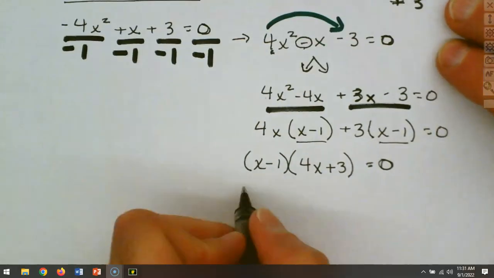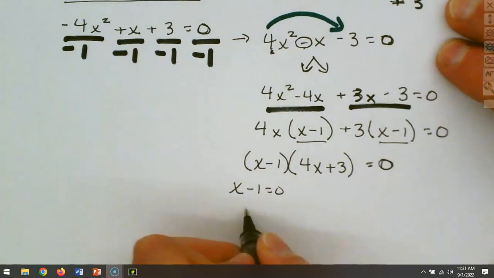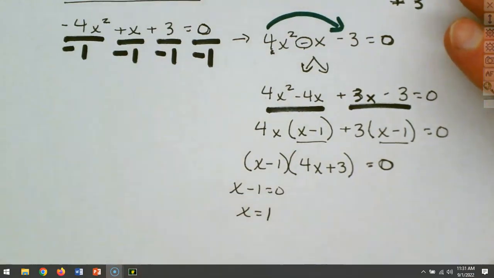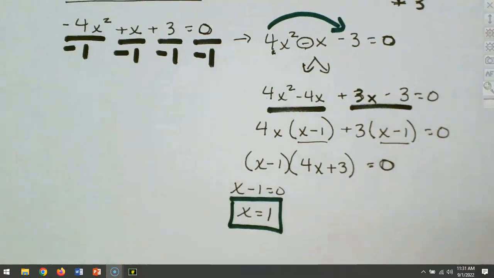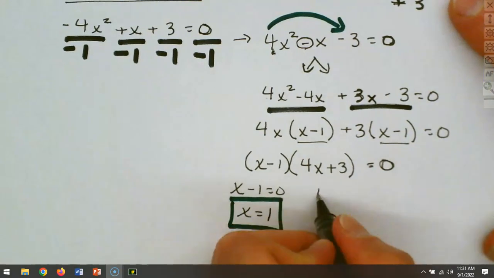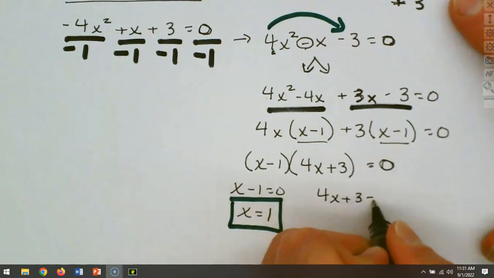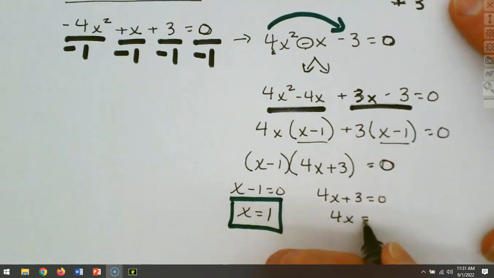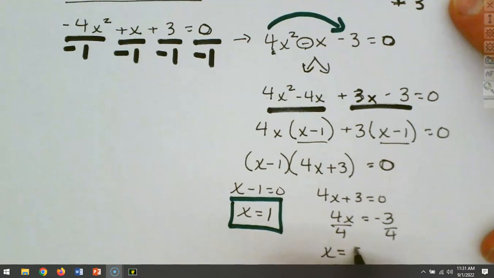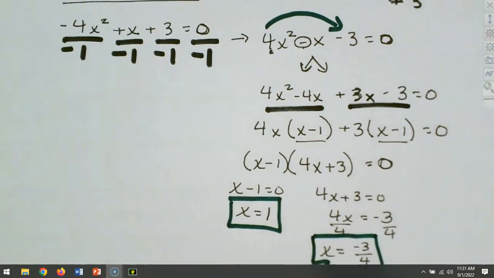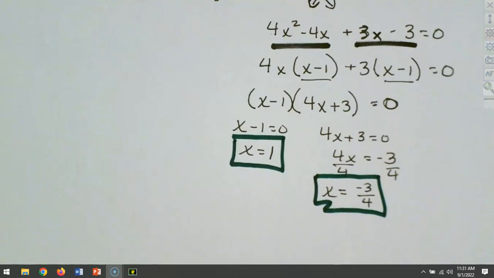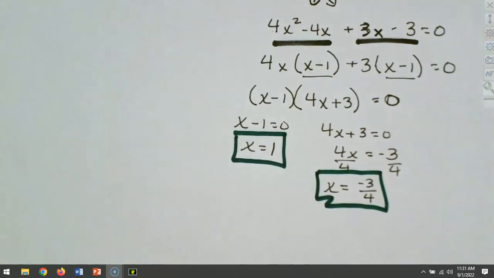What are our answers going to be? x -1 equals 0, so x equals 1. And 4x +3 equals 0, so 4x equals -3. We divide by our 4, and so x now equals -3/4. So is everyone okay with how we did that? That makes sense?